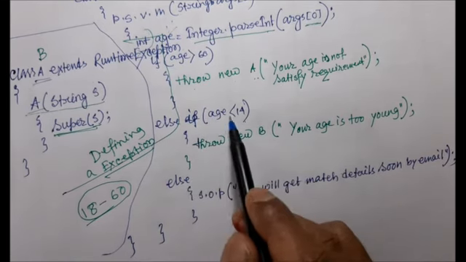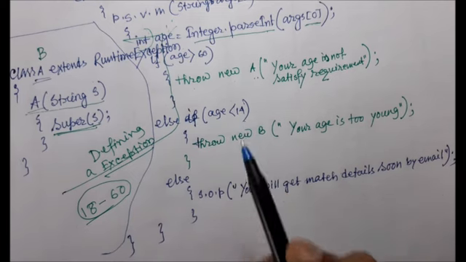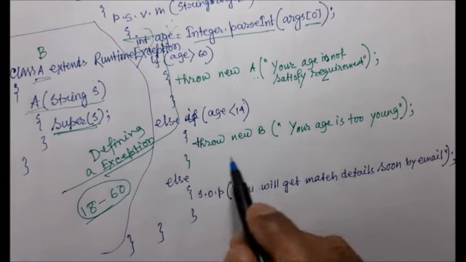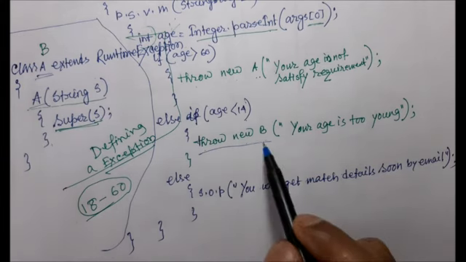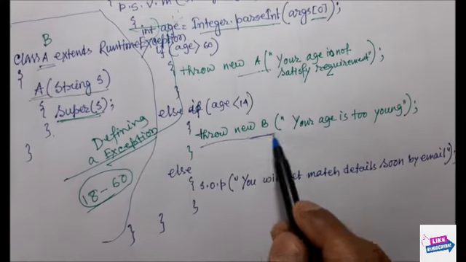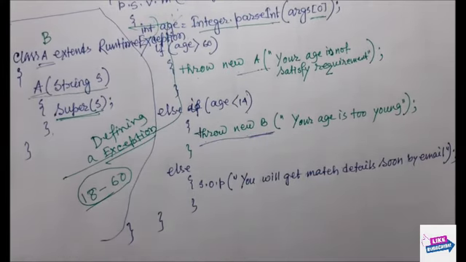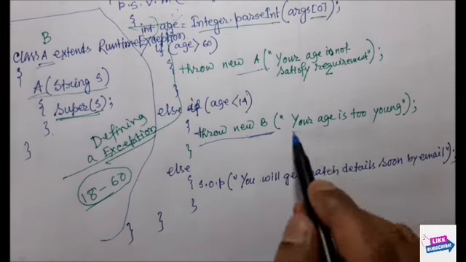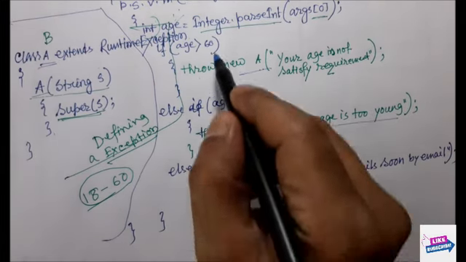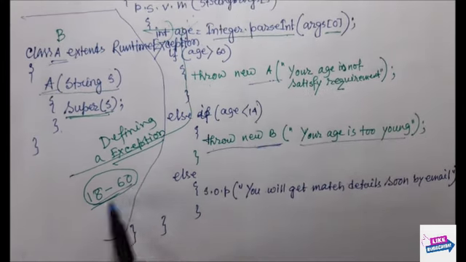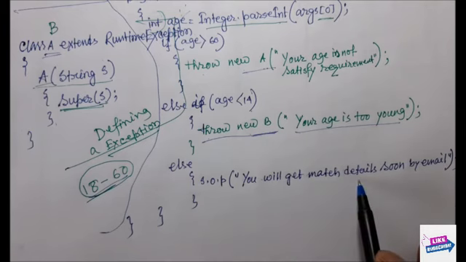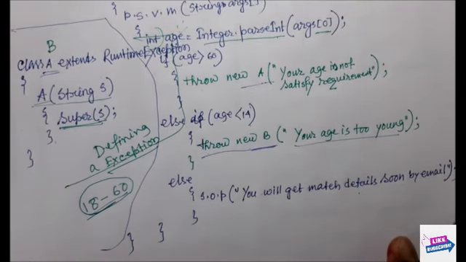Else, if the age is less than 14, I also throw a new exception B. So, these two classes are present, exception A class is present, exception B class is present, because I have already defined these exception classes. So, your age is too young, this is the message, and if the age is in the range between 18 and 60, I am going to print you will get the match details soon by email. So, that is the programming format, okay.